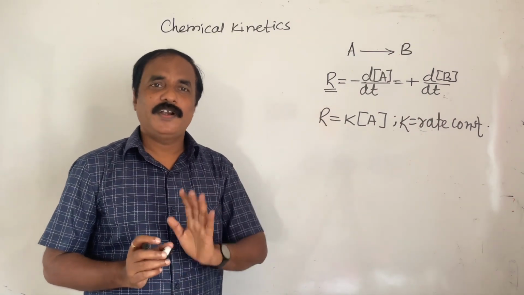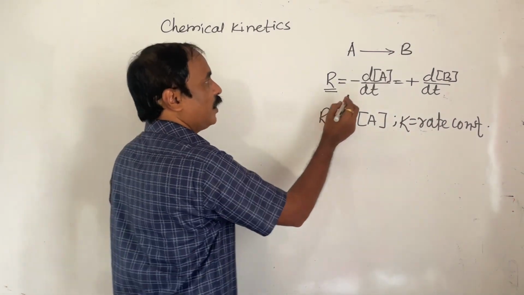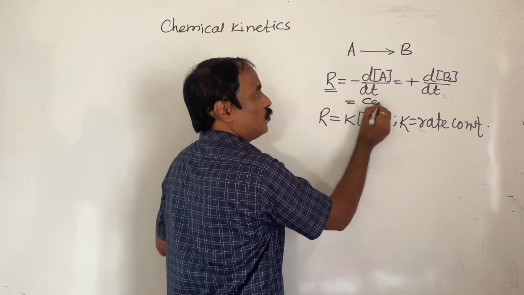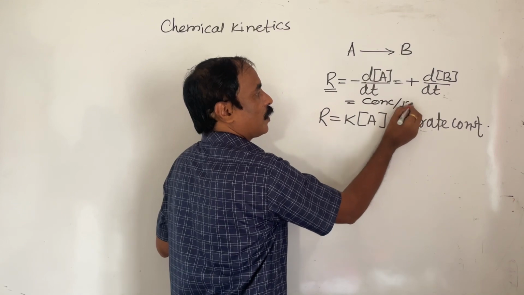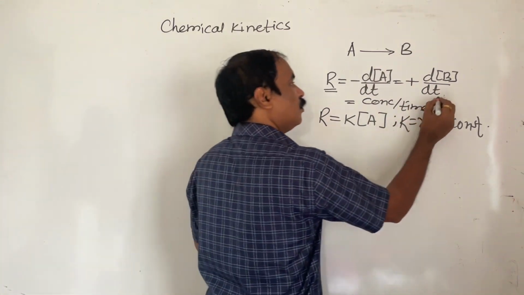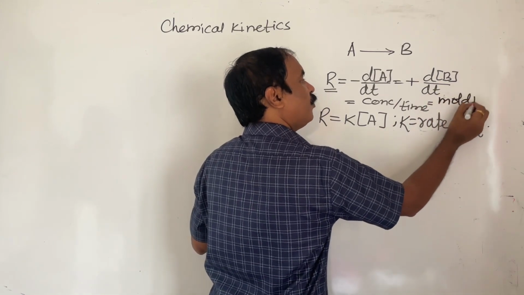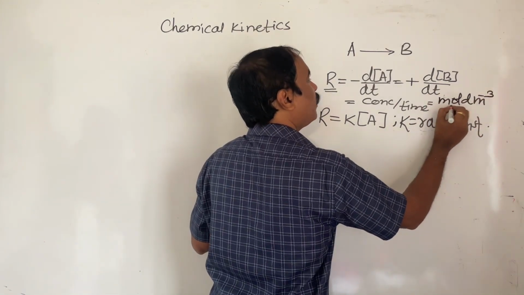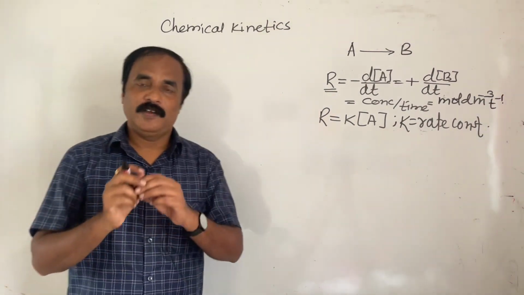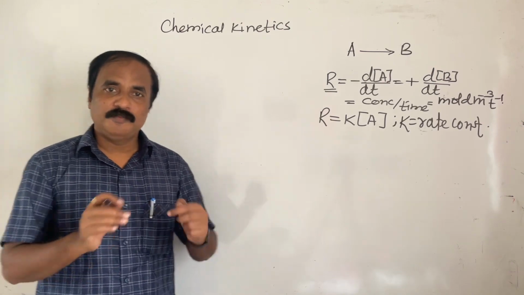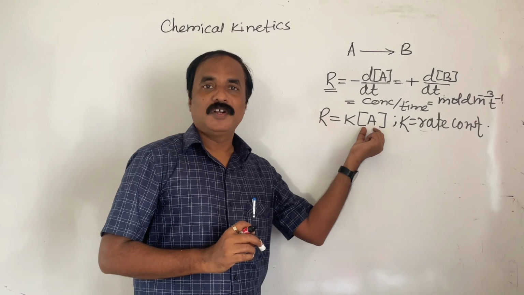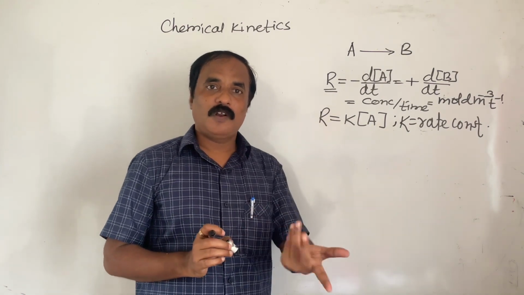So what is the unit of rate of reaction? हमने ये भी देखा है, इसका यूनिट क्या है? Concentration upon time. Concentration in moles per dm cube, यानी dm to the power minus 3 upon time, यानी time inverse. This is the unit of rate of reaction. Rate law, this is simple mathematical equation in which rate of reaction is expressed in terms of concentration of reacting molecules.